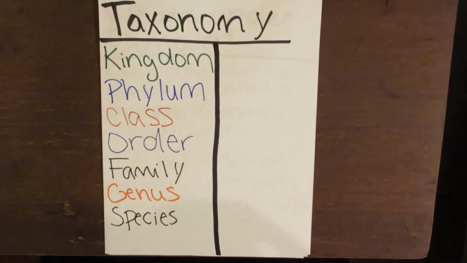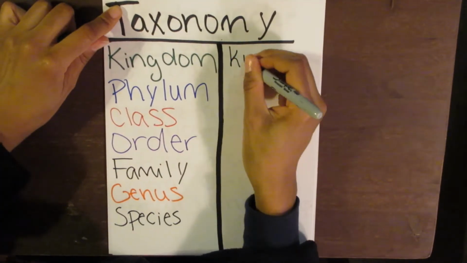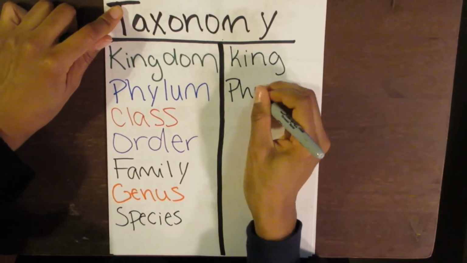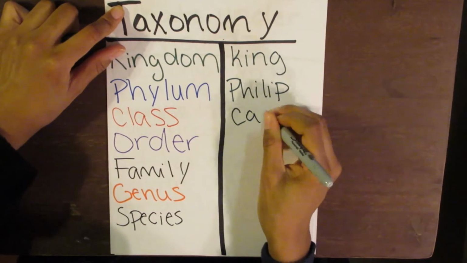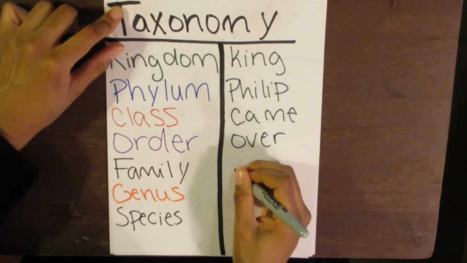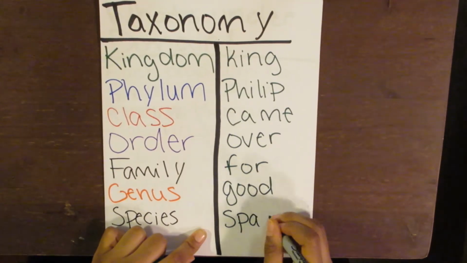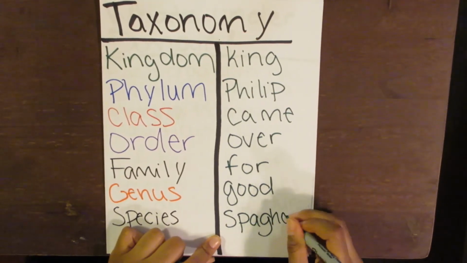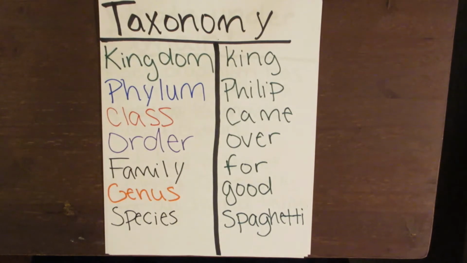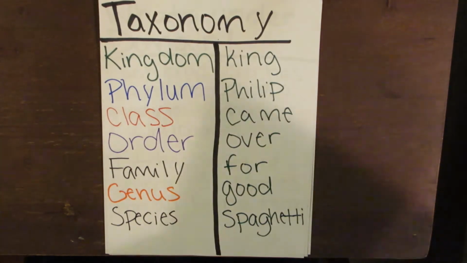that is going to help us remember this. So each word is going to start with the same letter as the last one. So our saying is King Philip came over for good spaghetti. Why did he come over? For good spaghetti. Who was he? King Philip. He came over for good spaghetti.